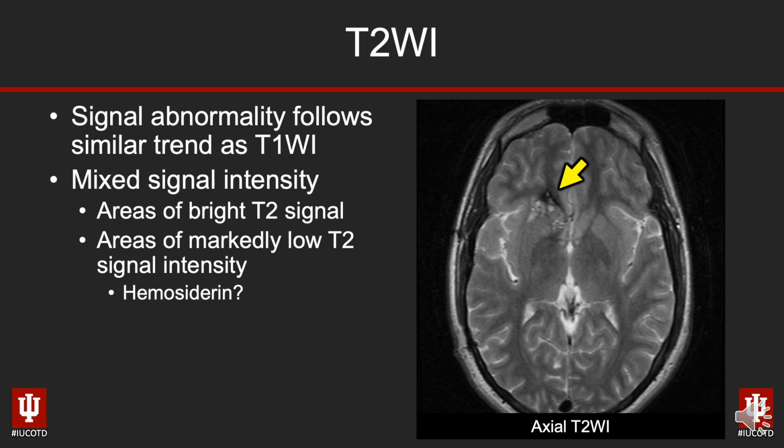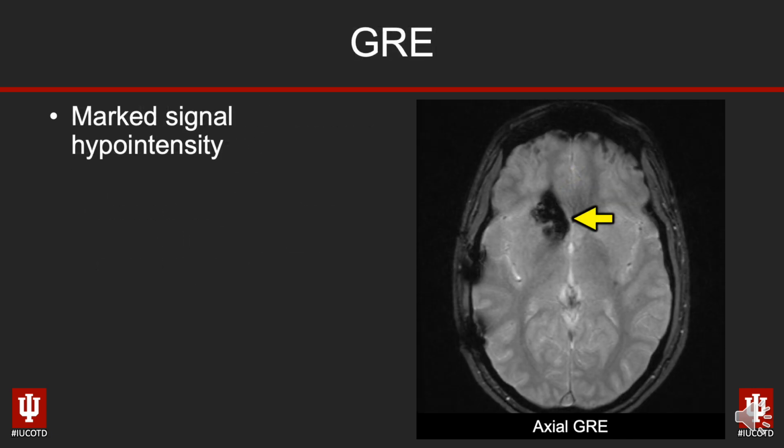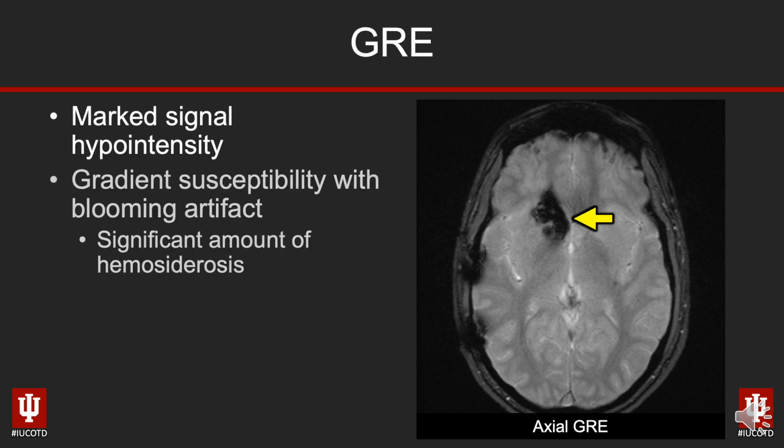So whenever we look at something that has multiple differential areas of signal intensity, it does make us think about blood products of varying ages. Whenever we're thinking about blood products, we like to use our gradient recalled imaging, our GRE sequence. And in this case, it shows that corresponding with those areas of signal abnormality on T1 and T2, we have marked signal hypointensity. And it looks even bigger than it did on the T2 weighted imaging. So we have some blooming artifact. And that means that we do have a component of old or remote blood products here. So there is a component of hemosiderosis going on.